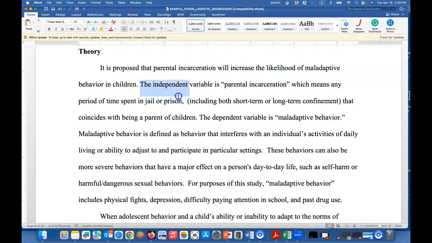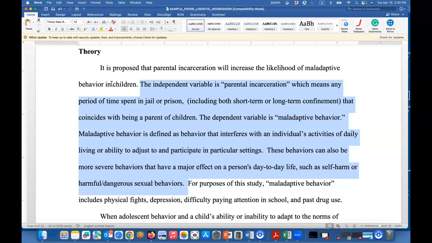In the next few sentences, this is the conceptualization. So in here, we see that the independent variable is parental incarceration, and then we define it, right? We conceptualize, which means any period of time spent in jail or prison, including both short-term or long-term confinement that coincides with being a parent of children. So now it's very clear when we say parental incarceration, it could include these things.